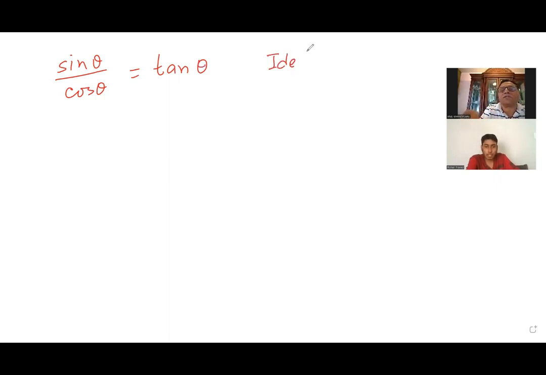Trigonometric equations and trigonometric identities. So we learned that the ratio sine theta over cos theta is equal to what? It would be equal to tan theta. Now this is an identity. It is true for theta belonging to real numbers, any real number theta could have, correct?